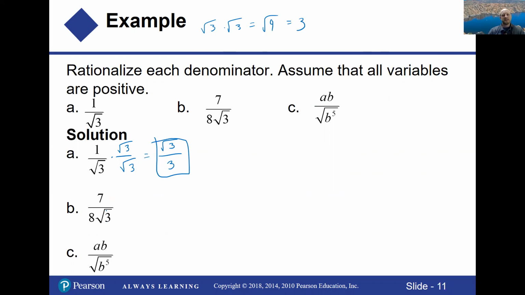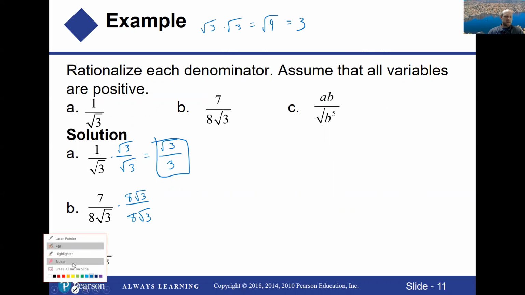All right, let's rationalize this one. A very common mistake here is that people will go ahead and write this as 8√3 over 8√3. Now, you could do that. It's actually not going to change your final answer, but it's not the quickest way to do it. You actually don't need these 8s. You only need the radical.